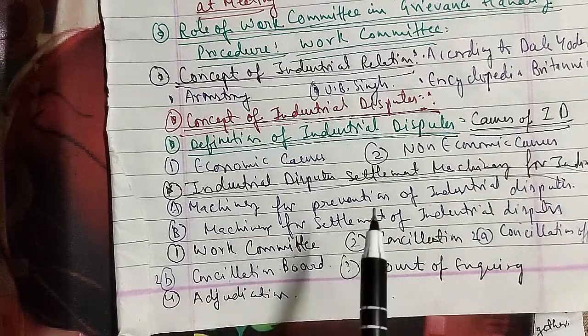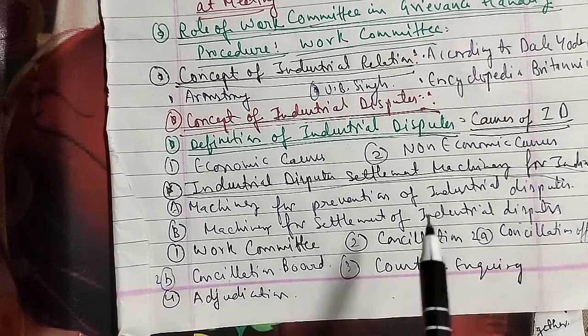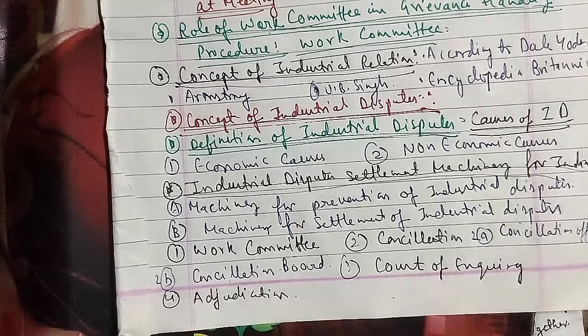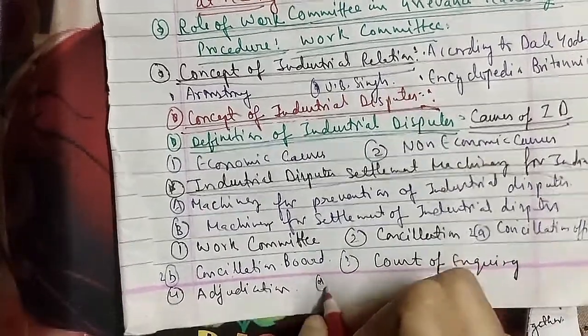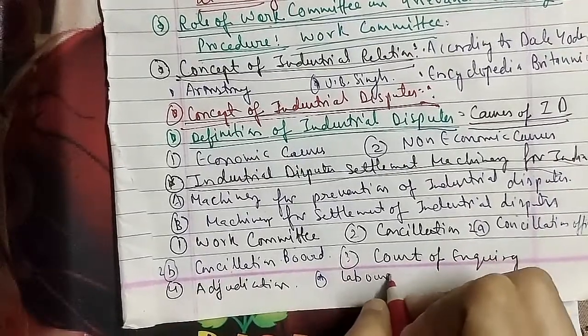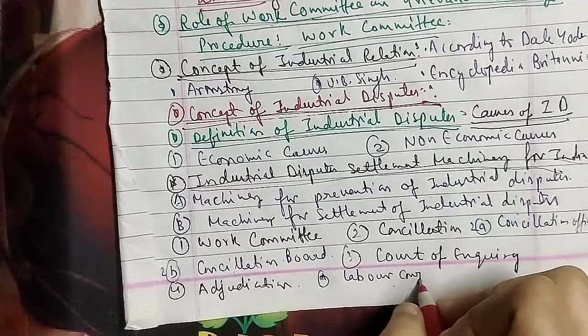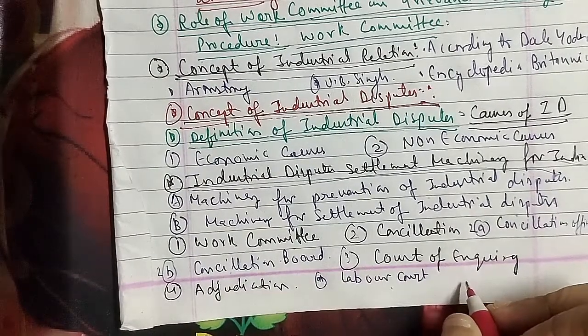For the purpose of adjudication, the Industrial Disputes Act provides a three-tier machinery. The first we have is the labor court. The second we have here is the industrial tribunal.